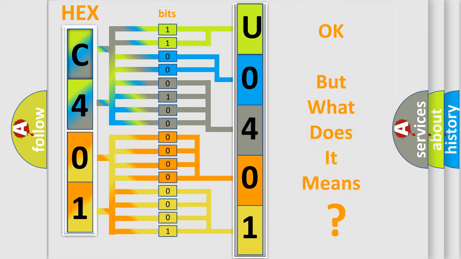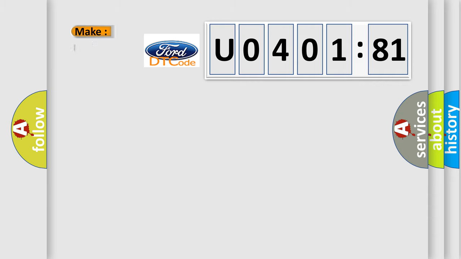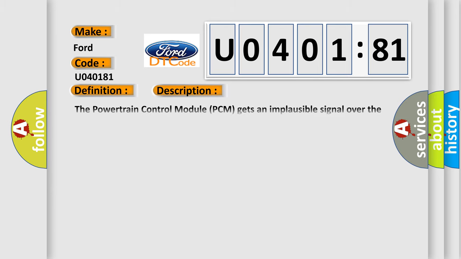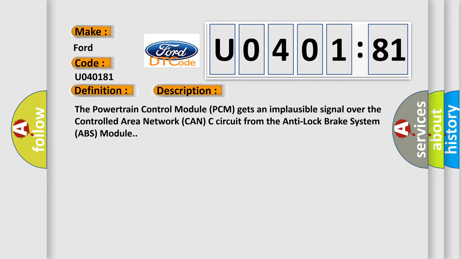The number itself does not make sense to us if we cannot assign information to what it actually expresses. So, what does the Diagnostic Trouble Code U0401-81 interpret specifically for Infiniti car manufacturers? The basic definition is wheel speed signal left front rationality. And now this is a short description of this DTC code.